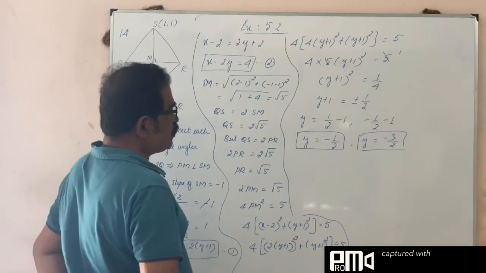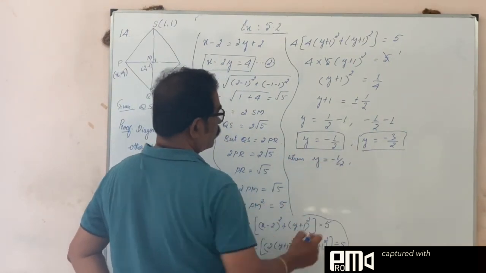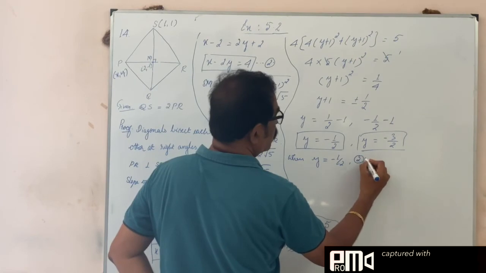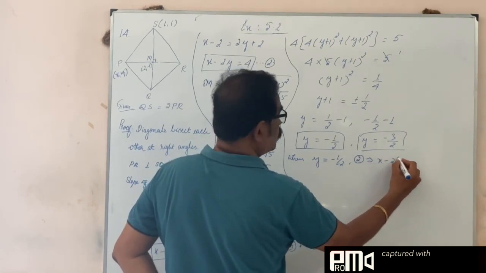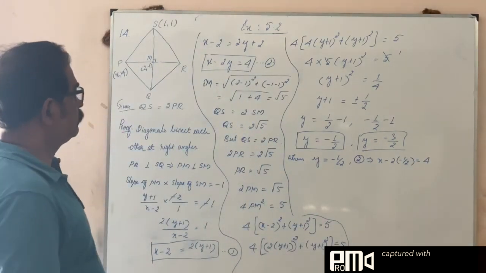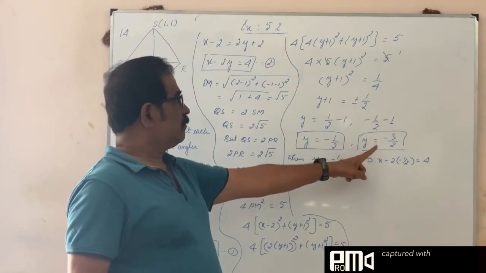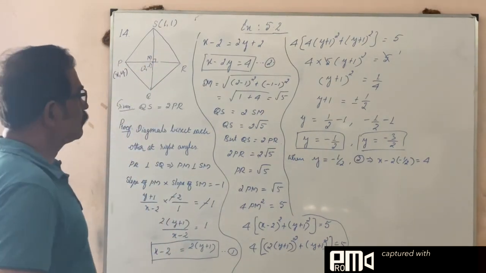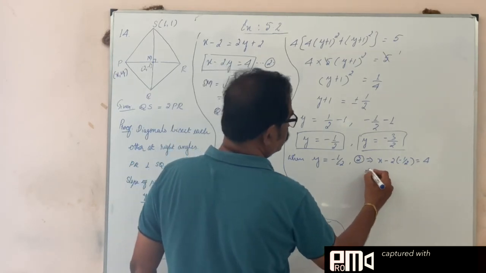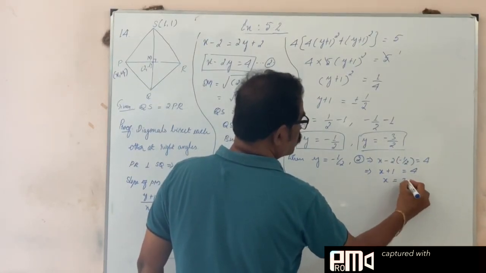So when y is minus 1 by 2, what is x? We substitute in equation number 2. x minus 2 into minus 1 by 2 is equal to 4. 2 cancel, here you get x plus 1. Or x is equal to 4 minus 1, 3.